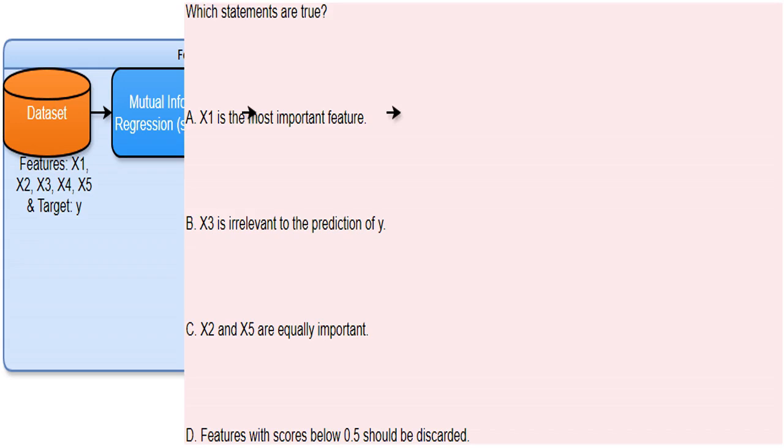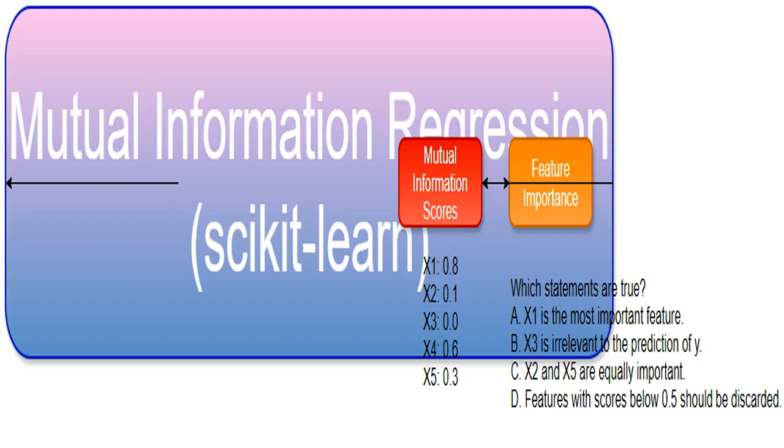Based on the mutual information scores, let's determine which statements are correct. This is the quiz question itself. We need to interpret the scores and decide which statements are true about feature importance. I see the mutual information scores for each feature. These scores tell us how strongly each feature is related to the target variable, y. A higher score means a stronger relationship. For example, X1 has a score of 0.8, which is the highest, indicating the strongest relationship with y. X2 has 0.1, X3 has 0.0, X4 has 0.6, and X5 has 0.3.